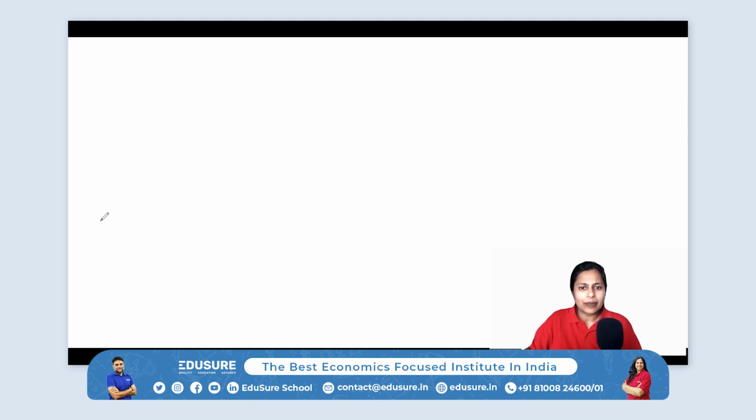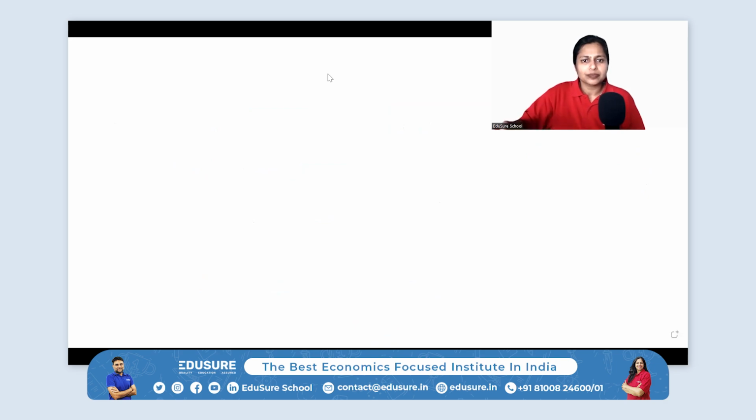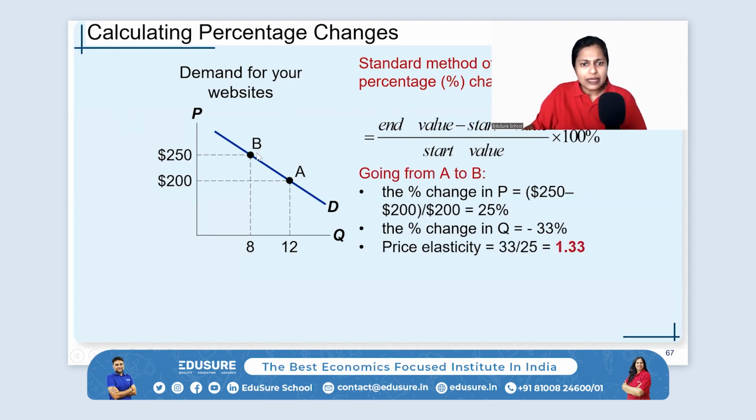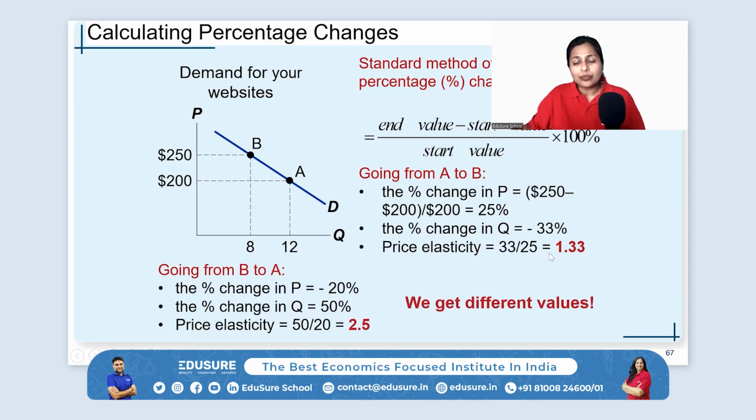All right, so now going back. So like we did, it is the end value. How do you calculate percentage change? It is the end value minus the start value upon the start value into 100. That is the way of calculating percentages. So if you go from A to B, the change in price is this. The increase in price is 50. 50 by 200 is 25%. The change in quantity, on the other hand, is from 12 to 8. So the fall is 33%. So what's the elasticity? The elasticity is 1.33.